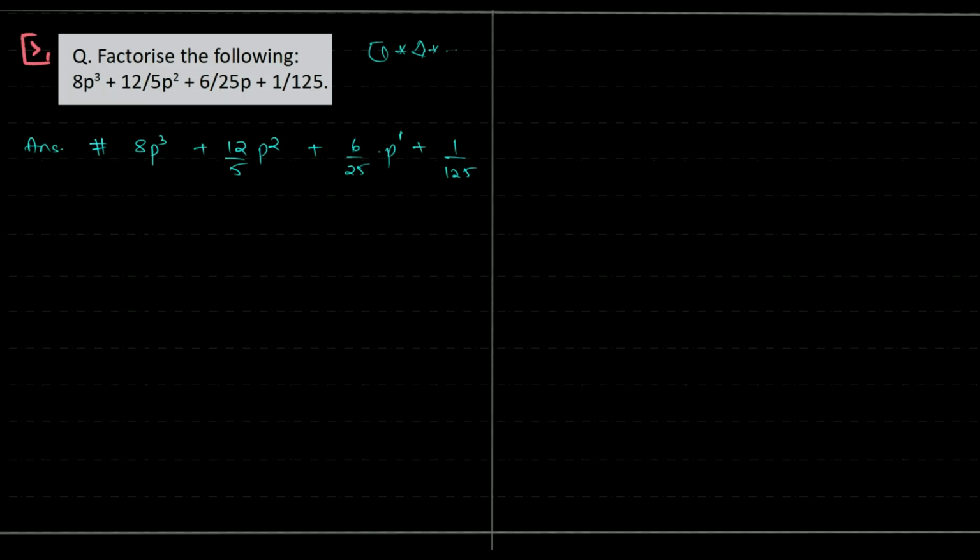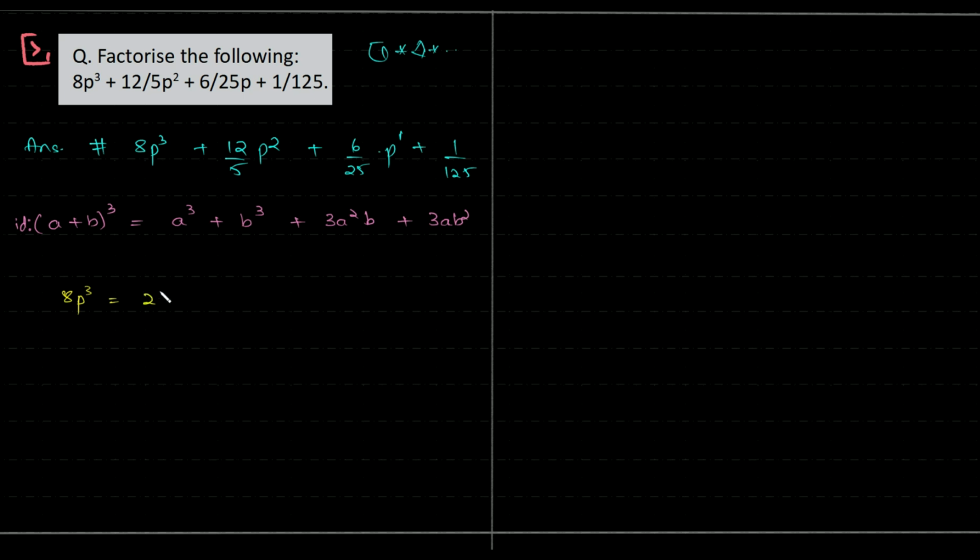So we are looking at a plus b the whole cube. The identity that we have to use here is a cube plus b cube plus 3a square b plus 3ab square. Somehow we have to write all of this in these terms. So we have to figure that out. Let's start with p cube. So that would be your 8p cube. That would be your a cube.